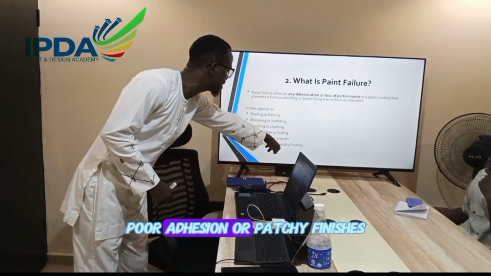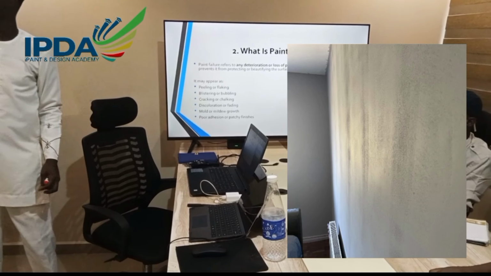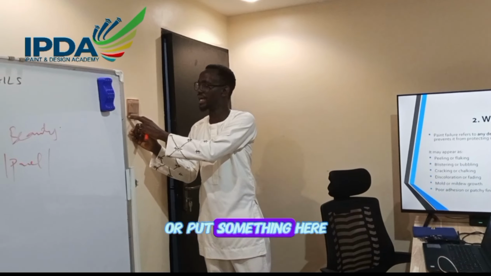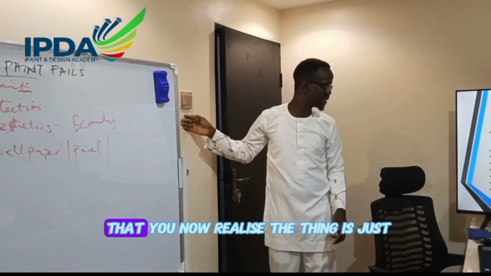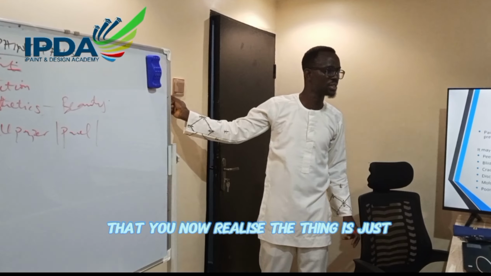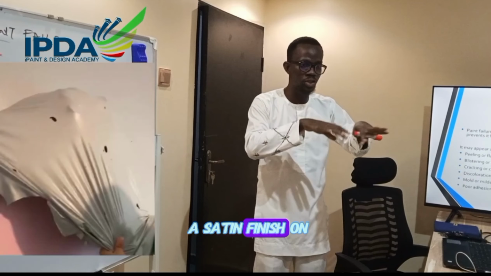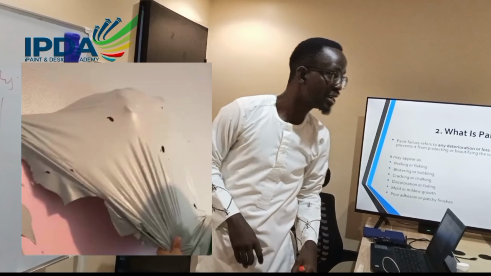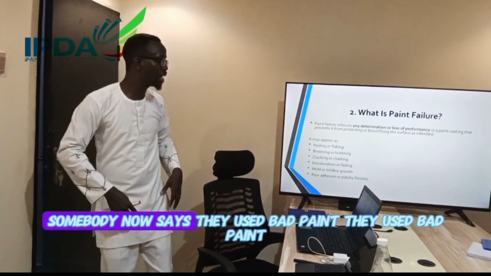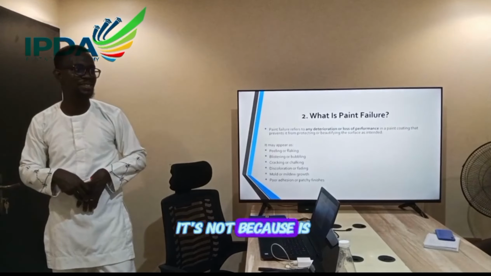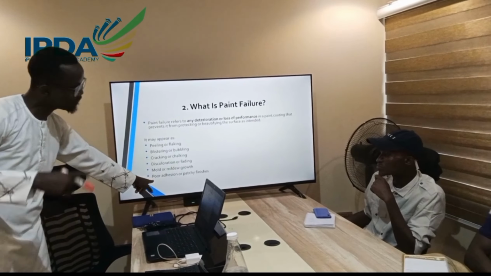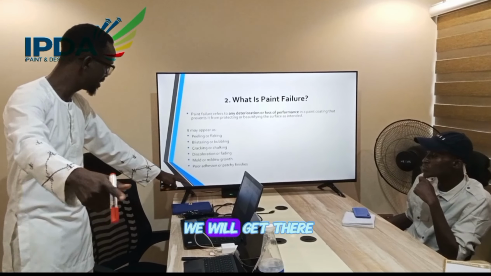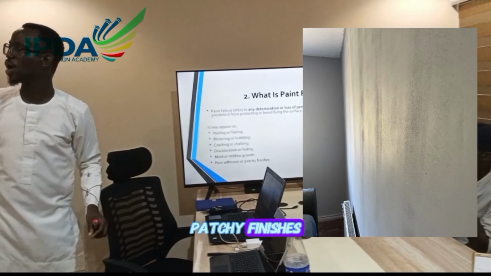Poor adhesion or patchy finishes. You paint, and someone comes to put a switch or something here, and realizes that the paint is just lifting. Have you seen a certain finish on Twitter online where someone was peeling paint off like nylon? Someone said they used bad paint. It's not actually because it's bad paint. That paint failed. Why was it peeling off? We'll get there.